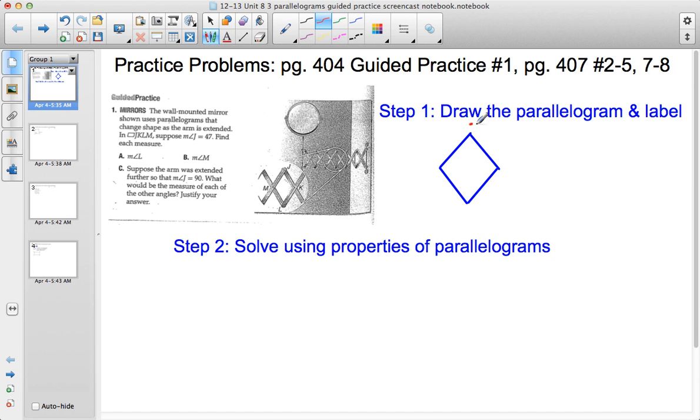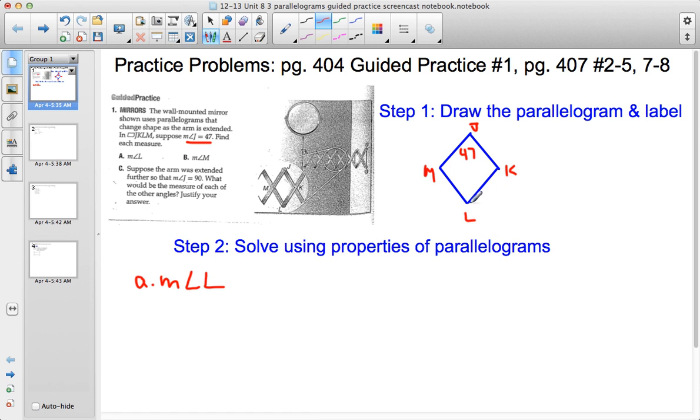So this was angle J, and over here was K, down here was L, and to the left was M. And I'm told that the measure of J is 47, so I'm just going to write in 47 there, because that was in the given information. So first was to draw the parallelogram and label it. And then step 2, I'm going to solve using those various properties of parallelograms that we just went over in the previous video. So part A is to find the measure of angle L.